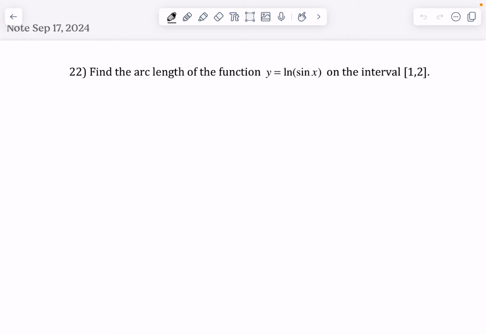Podcast number 22, find the arc length of y equals the natural log of sine x. The first thing to do is find the derivative, and of course the derivative of the natural log will be 1 over the argument, and then take the derivative of sine, which is cosine. And cosine over sine, to simplify things, you can just call that cotangent.